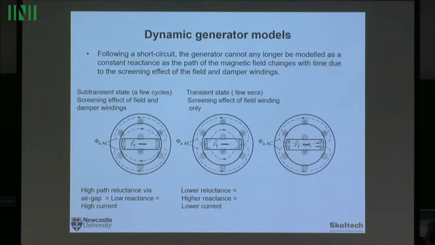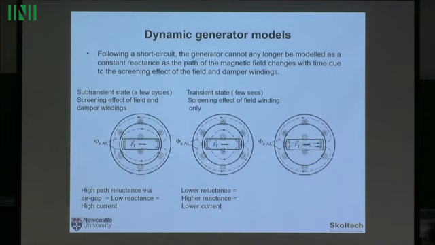In the transient state, the magnetic path can enter the damper winding, but it will still go around through the air gap around the field winding. That means this circuit has a lower reluctance than in the previous case, because it partially goes through the rotor. That means it will have higher reactance, which means lower current. So there is a screening effect only of the field winding.